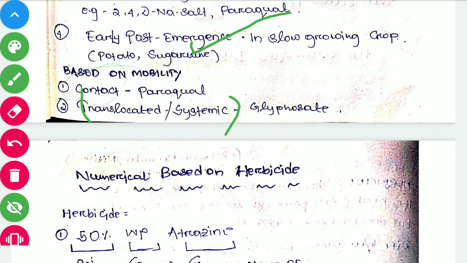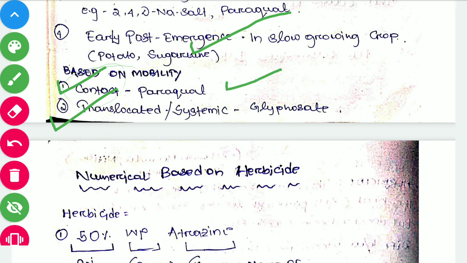Then coming to the basis of mobility, one is contact herbicide and another is translocated herbicide. Here we have to know what a contact herbicide is. When we apply any herbicide, the plant part that comes in contact with the herbicide will die or be killed, while other parts will not be killed. Such a herbicide is called a contact herbicide. We can take paraquat as an example.